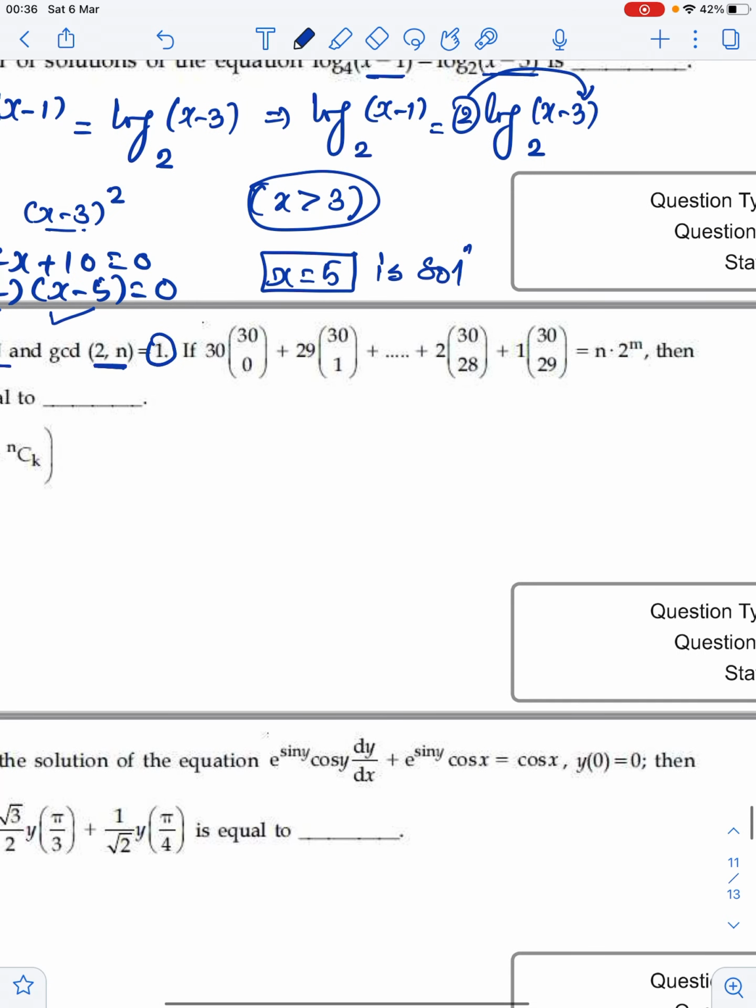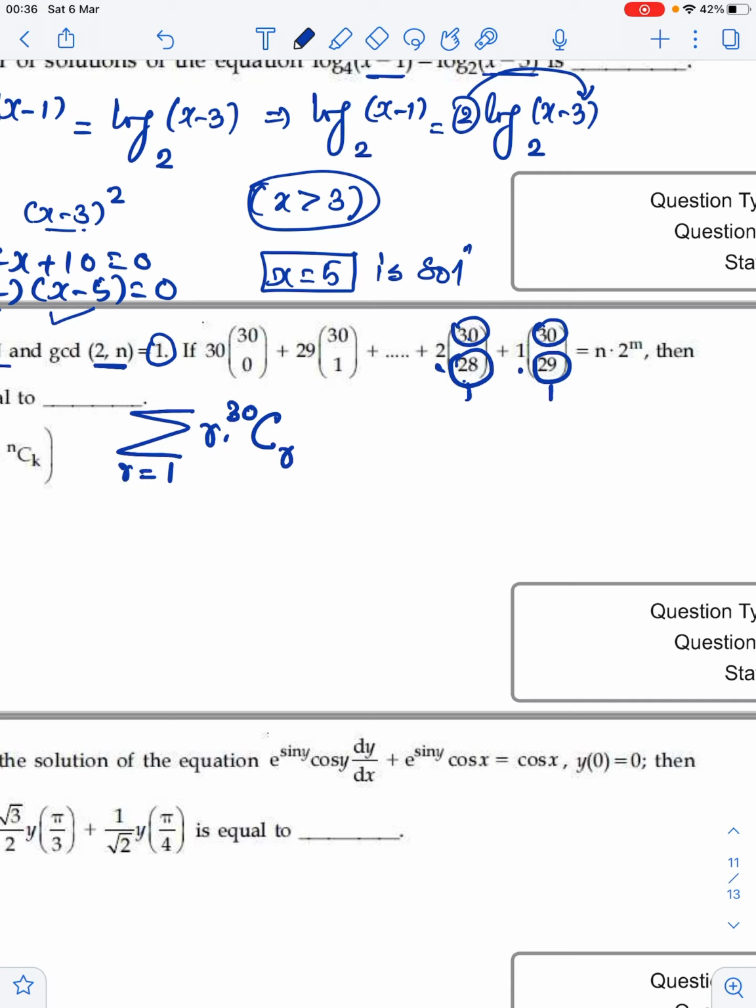Okay. Now let us write this series whatever they have given. The series is sigma of, let us say, 30C29, which I write as 30C1. Similarly 30C28 I write as 30C2. So this can be written as 30CR into R. When this is 1, this is also 1. When I say 30C2, this is 2, this is also 2, and hence R goes from 1 to 30. This is a very easy series.